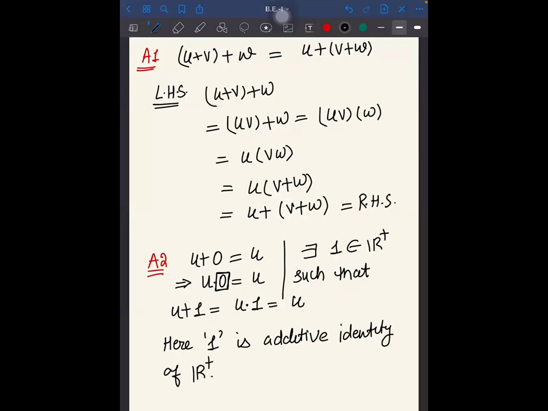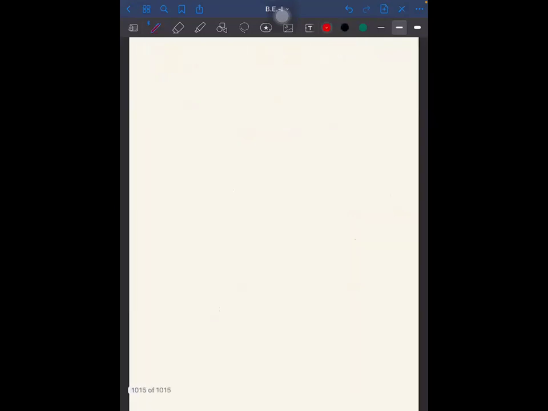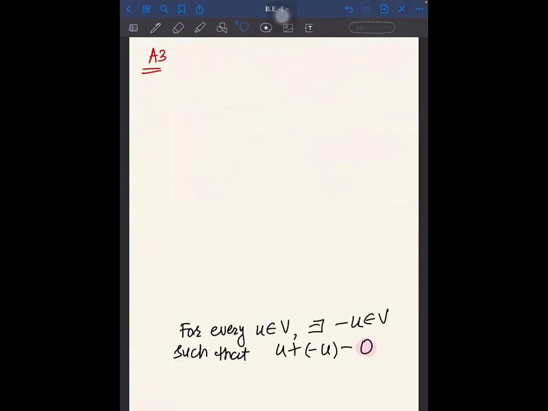ठीक है? Now come to the A3. A3 states what? You need to have the additive inverse. So that means we need to find out, let's again copy that definition so that you can understand in a better way. So here, for every u you need minus u so that it becomes identity 0. But identity in this particular case was what? 1. Yes. Is it fine?